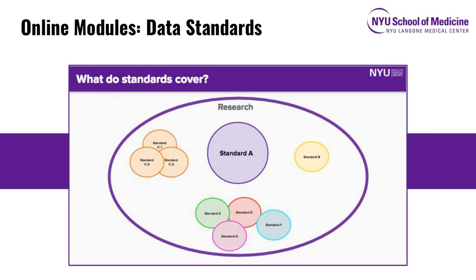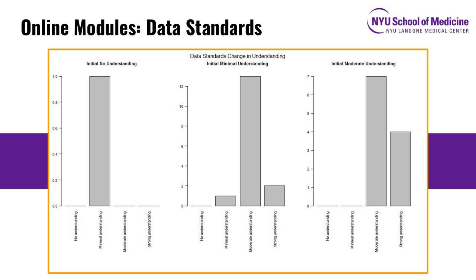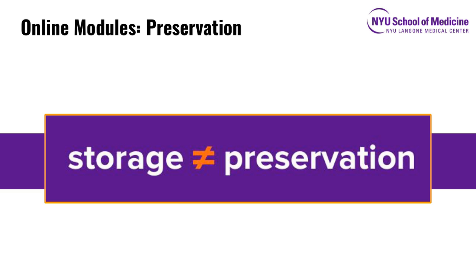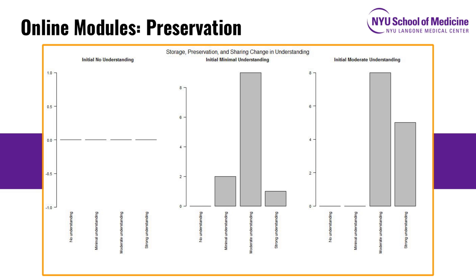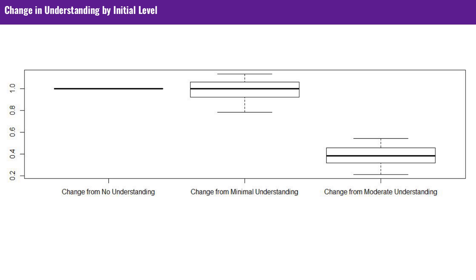Best practices, I'm just going to flow through these because, as you can see, it's a very similar pattern from module to module. Again, mostly to moderate, and a little less than half went to strong understanding. So this is taken across all of the modules. Again, for the change from no understanding, everybody had a change of 1, which is they went from no understanding to minimal understanding. Who started at minimal understanding, on average, went to about a moderate level of understanding, and then there was a much smaller change from moderate.